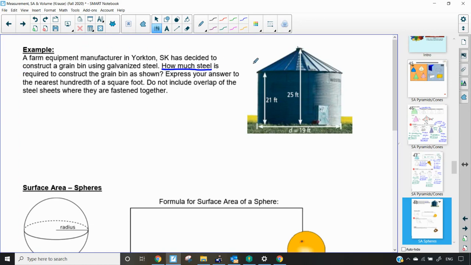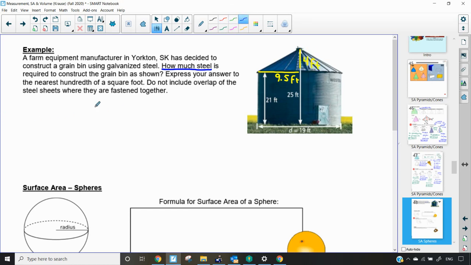All right, so taking a look at our measurements here, first of all, for the cone section, we're going to need to know our radius, which is this length right here. We know that the diameter is 19 feet, so that's going to make this 9.5 feet. Half of 19 is 9.5. Then we also need to know our height here. The height of the cylinder is 21, and the height from the base to the top of the grain bin is 25, so that makes this height here 4 feet.